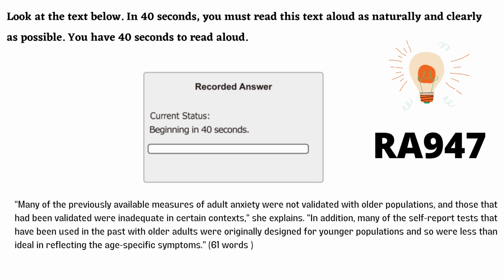Many of the previously available measures of adult anxiety were not validated with older populations, and those that had been validated were inadequate in certain contexts, she explains. In addition, many of the self-report tests that have been used in the past with older adults were originally designed for younger populations, and so were less than ideal in reflecting the age-specific symptoms.